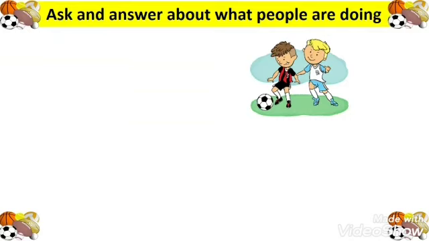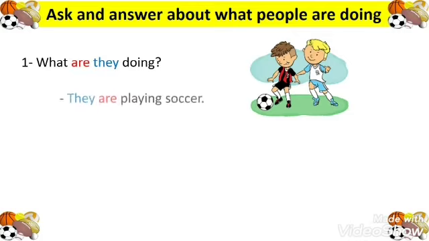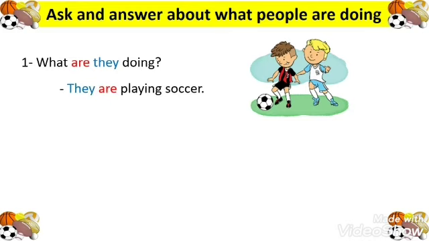If I want to ask you about them, I should say, what are they doing? What are they doing? They are playing soccer. Now look at what we do when I want to answer. I say, they are. So I change the verb with the subject. The verb is are, which is verb to be. I change it with the subject. It's like in French. Okay? What are they doing? They are playing soccer.